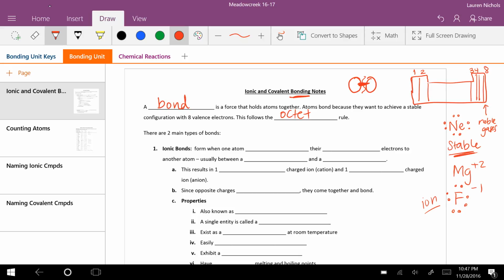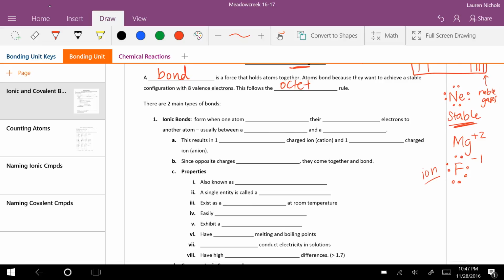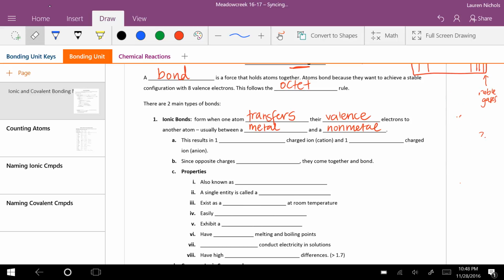Now if we go back to the fact that there are two main types of bonds, we know that ionic bonds form when one atom transfers its electrons, its valence electrons specifically, to another atom. And it's usually between a metal and a nonmetal. Now, if we are going to use an example, let's go ahead and get rid of this over here, give us some room to work with.